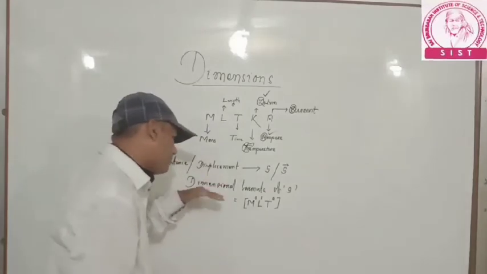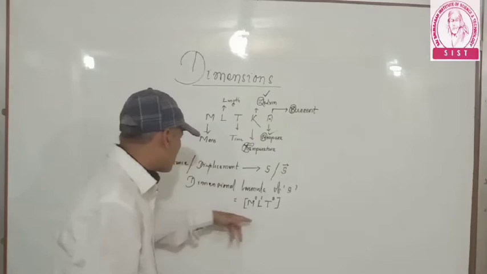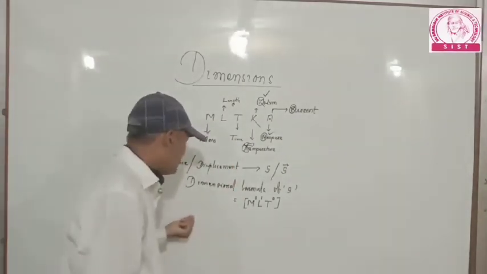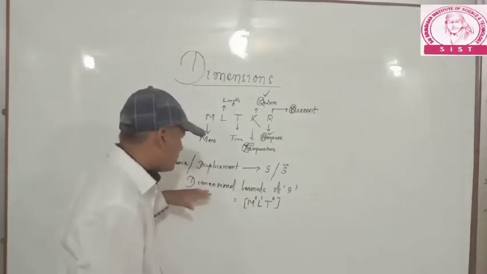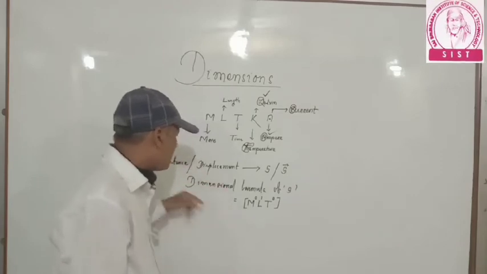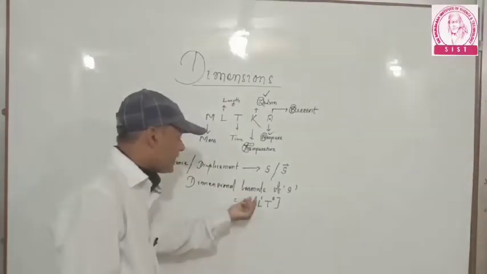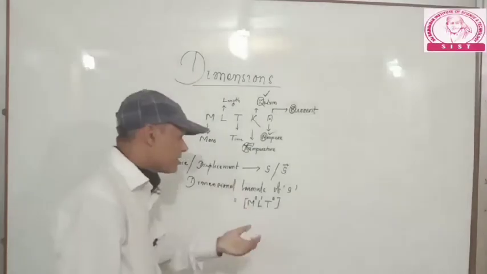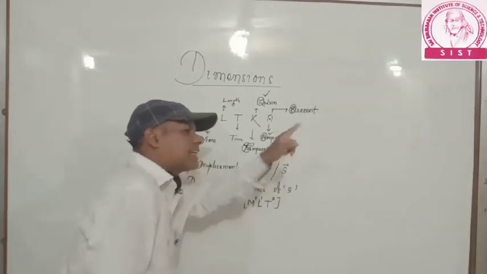So if you are able to write the dimensional formula, you can write what is the dimensions of that physical quantity. It is not required to write dimensions separately for every physical quantity. First you try to derive the dimensional formula, then easily you can find the dimensions of this physical quantity. Dimensions means just the power of these letters to which it is raised.